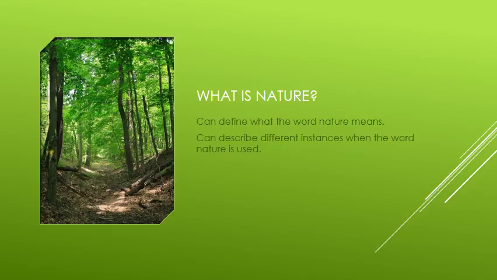Firstly, when we first have a look at it, what is nature? We need to be able to define what the word nature means and be able to describe how we use that word in different ways. So, for example, we talk about nature as the outdoor environment, something being natural. We also use the word nature in different contexts. For example, it's not in that person's nature to be like this. It's not referring to a natural environment, it's not referring to the outdoors, but it's still a very valid use of the word.